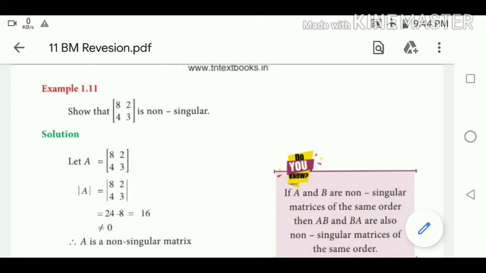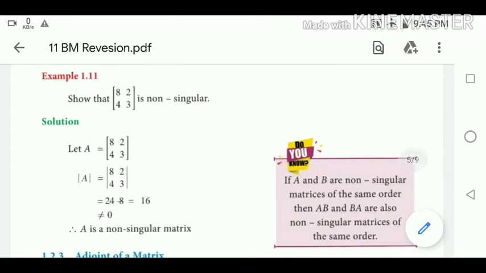Why are we finding whether it is singular or non-singular? If the question is to find the inverse of the matrix, first you have to find whether it is a singular or non-singular matrix. If it is a singular matrix, that is, the value of the determinant is 0, then there is no need to find the inverse because the inverse does not exist for singular matrices. If it is not 0, it is a non-singular matrix, and then we apply the rules of finding the inverse of the matrix.